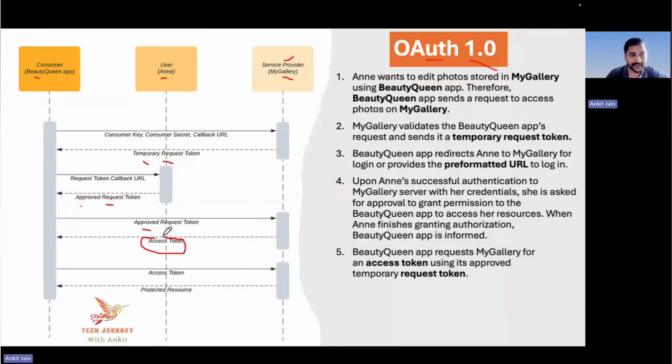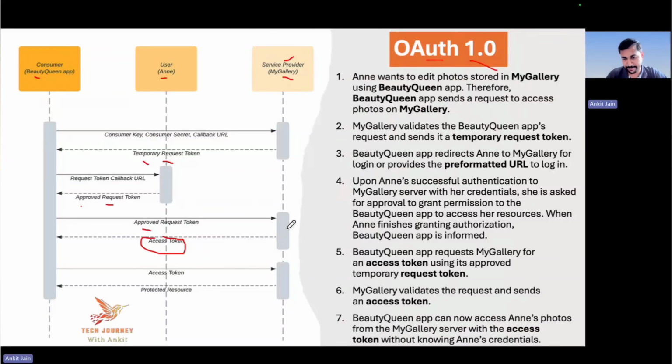And now, using that access token, the consumer Queen app can go and access the resources which are available on the service provider. And in this whole flow, you can observe that nowhere does Anna have to share her username and password, because what is the alternative that she is using? Consumer key and consumer secret, which act as the username and password for this application, but not Anna's username and password.